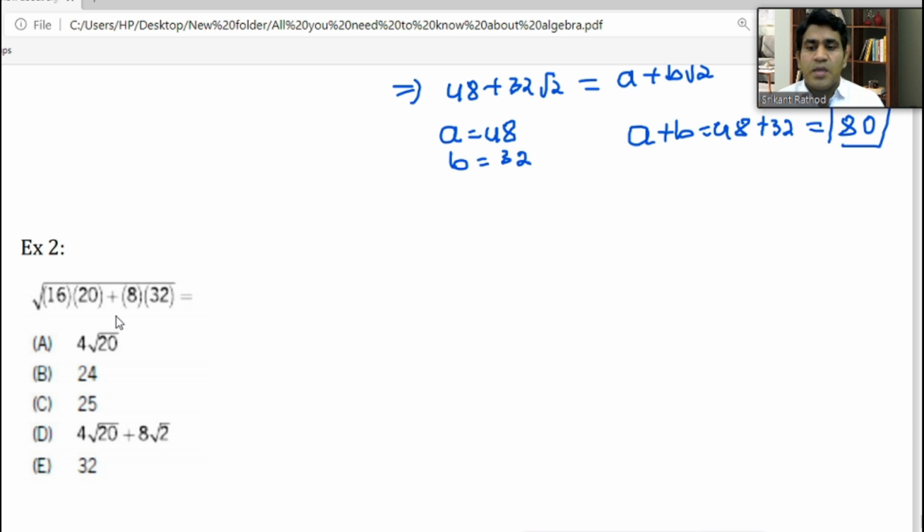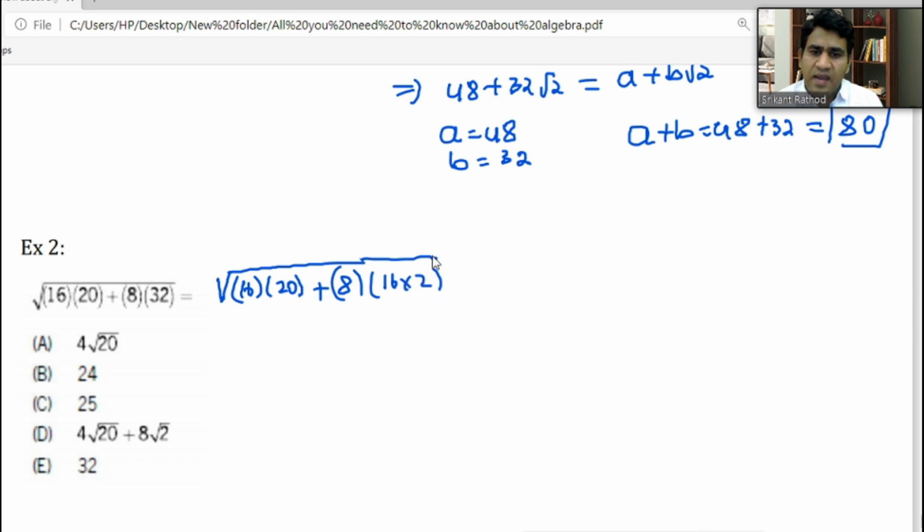All right, so now how do I simplify this? Let me write it the further way: square root of 16 times 20 plus 8 times 32. Again, 32 can be written as 16 times 2. I can modify it. So 32 can be written as 16 times 2. Now look at what is the term common here, from this one and this one.